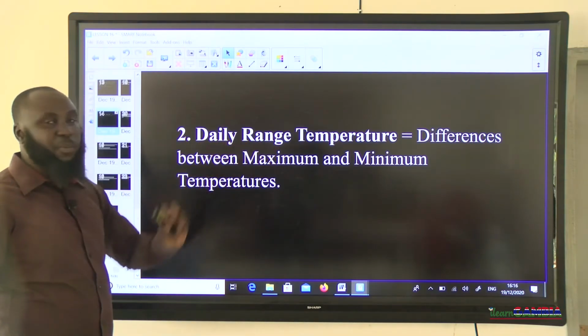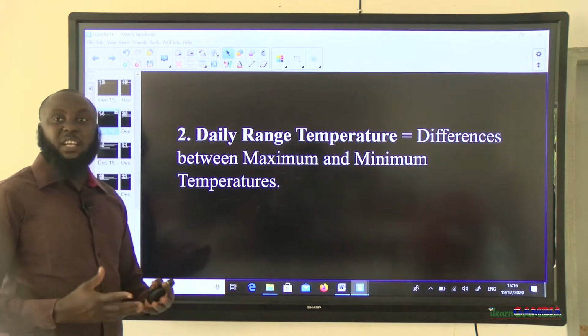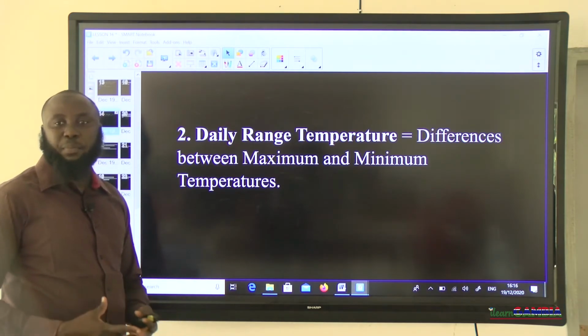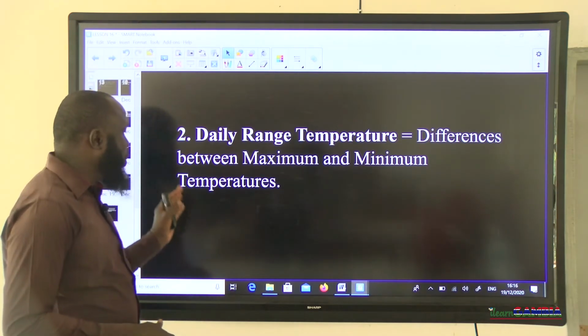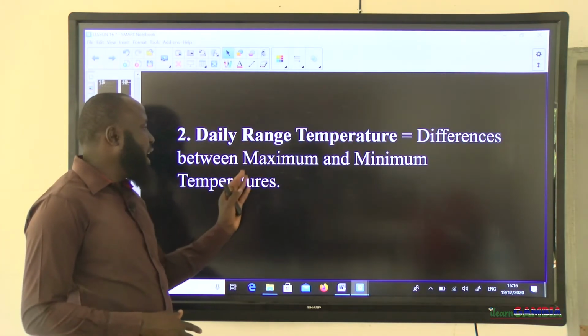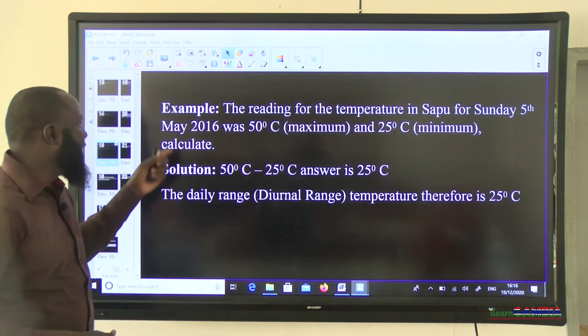Now daily range temperature. This means the difference between the maximum and the minimum temperature recorded for the day. Now how do we find this? We subtract the minimum from the maximum. Let's look at the example here.